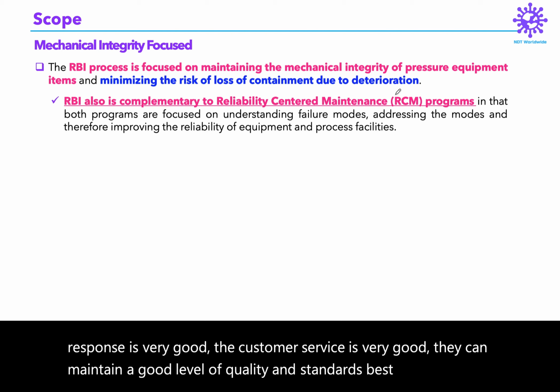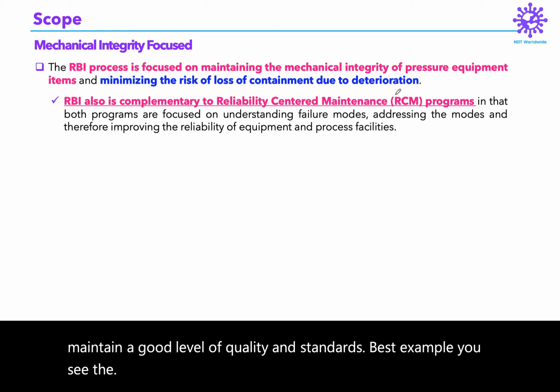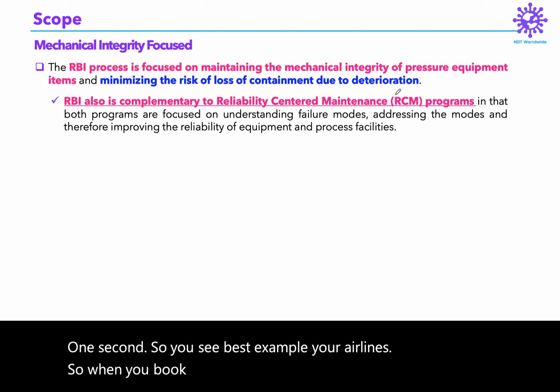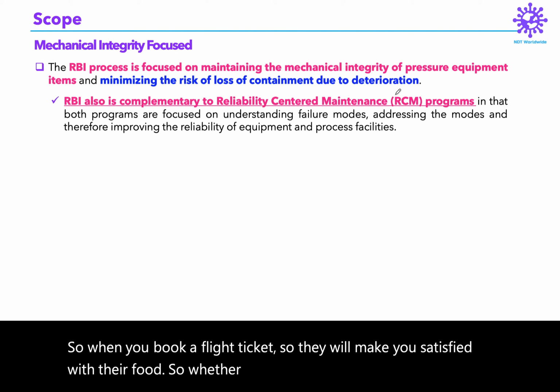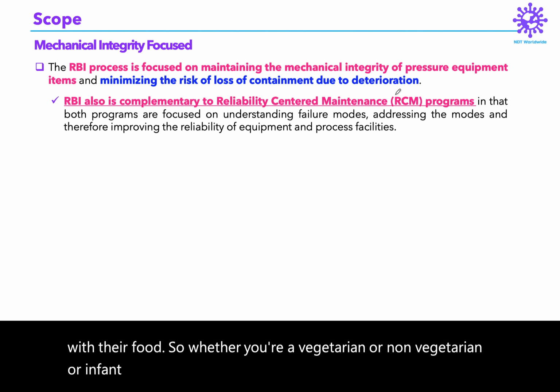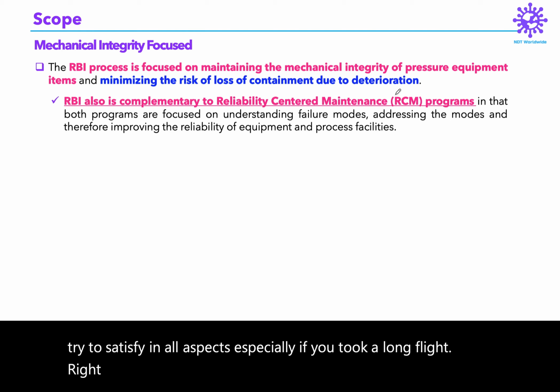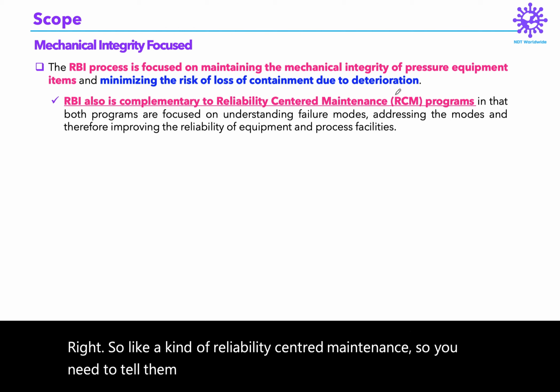Best example, you see your airlines. When you book a flight ticket, they will make you satisfied with their food. Whether you are a vegetarian or non-vegetarian or infant or old person or a drinker, smoker, anything, they will try to satisfy you in all aspects, especially if you took a long flight, right? So like a kind of reliability centered maintenance. You don't need to tell them anything. If you ask them, they can provide whatever you want, right?